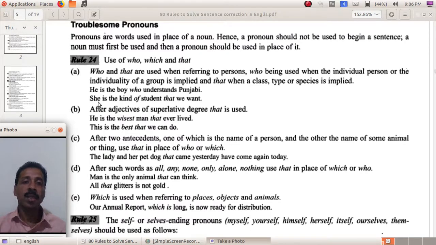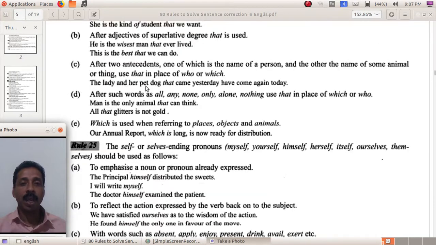Second one, even though it's a singular noun, that stands for a species, so that is used here. Individual, if it is individual, who; if it stands for a class or a type, that is to be used while we refer to people. After adjectives of superlative degree, that is to be used. He is the wisest man that ever lived. He is the wisest man.